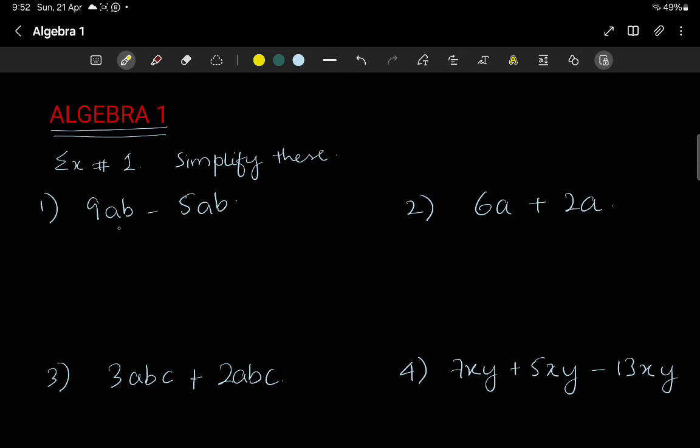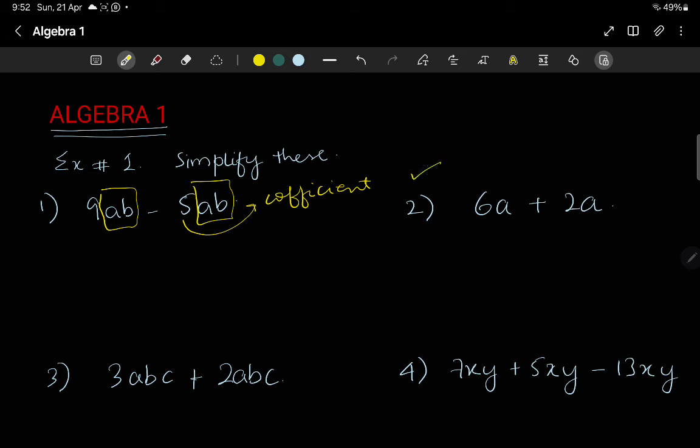So in an algebraic expression, what will we do? Very first, to understand the algebraic expression, you must understand that these are the variables, and this is called the coefficient. Remember. So 9ab and 5ab, here ab is the variable.